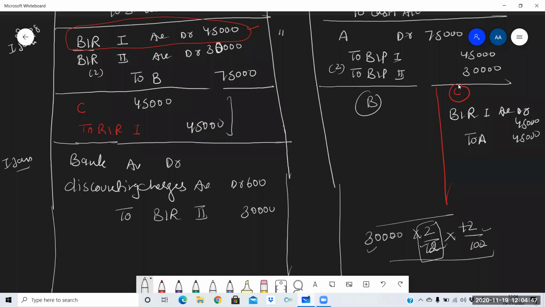So what amount will we be getting in the bank? 29,400. And what will be the narration? Being bill discounted with bank. That's it. Being bill discounted with bank.